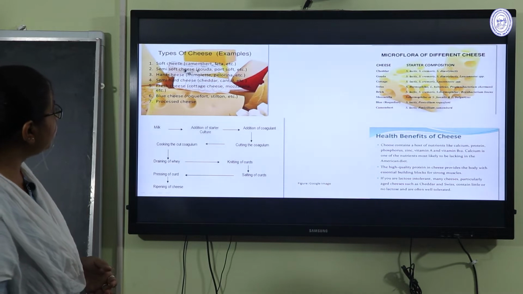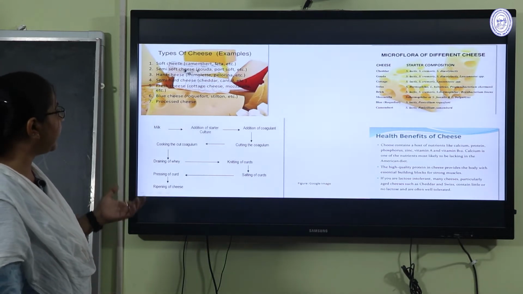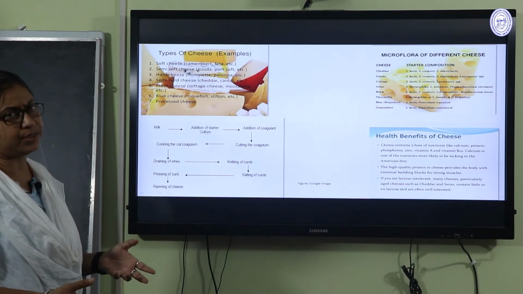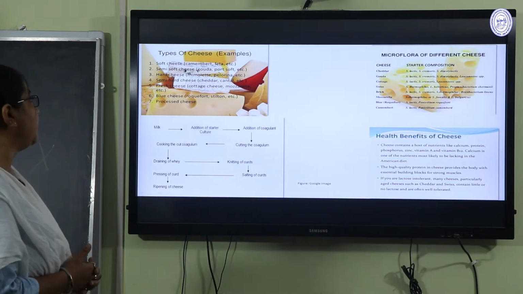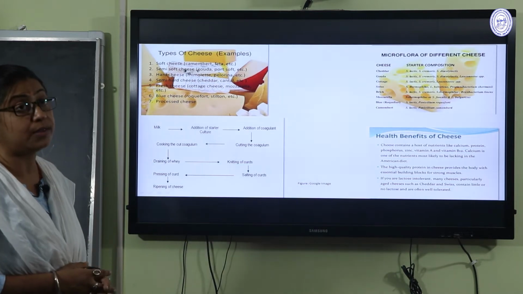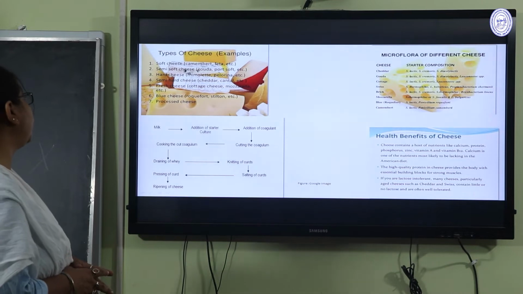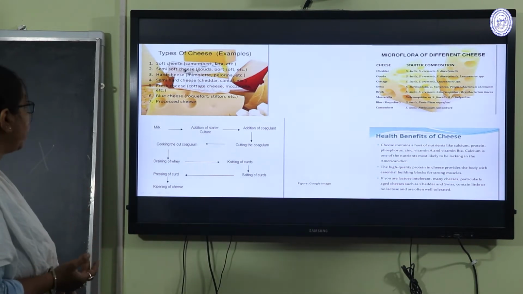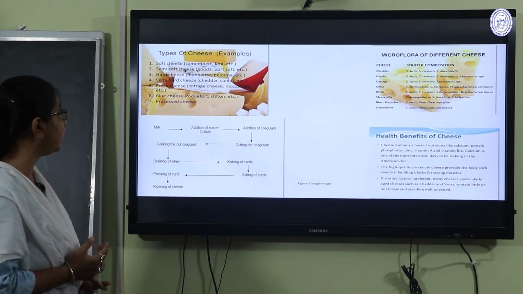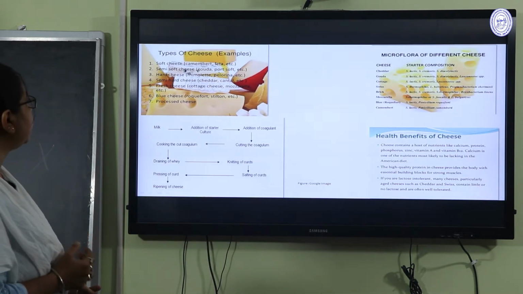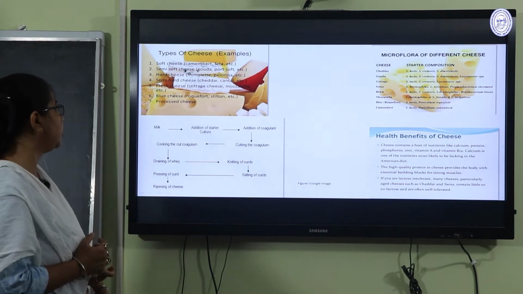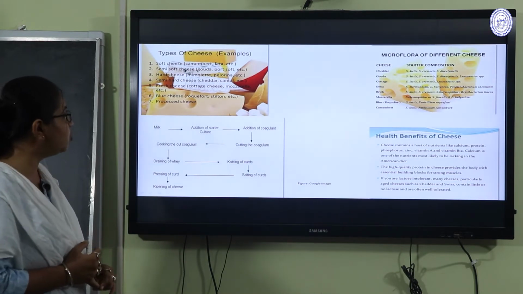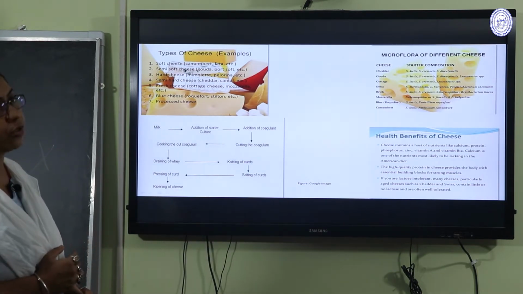So let us come to the types of cheese and examples of cheese. There are so many cheeses, and we are very much familiar with the word cheese. So what cheese? Let us know. There are soft cheese, Camembert and Feta; semi-soft cheese, Gouda and Port Salut; hard cheese, Mimolette and Pecorino; semi-hard cheese, Cheddar and Cantal; fresh cheese, cottage cheese and mozzarella; blue cheese, Roquefort and Stilton; and processed cheese.